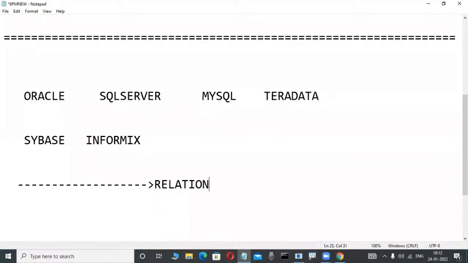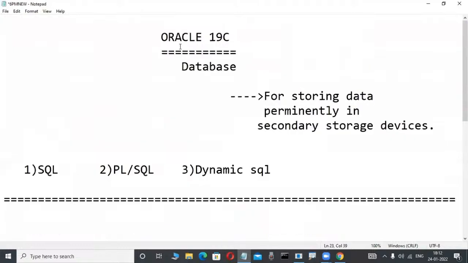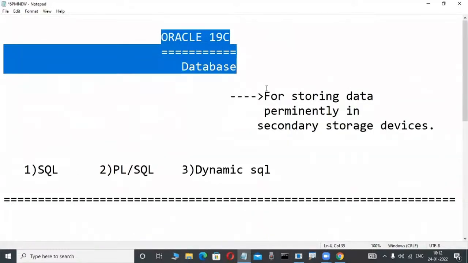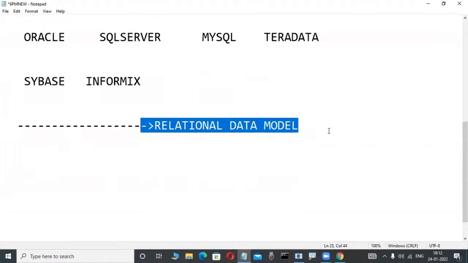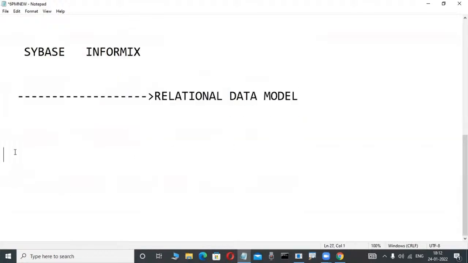Relational data model is a concept. Data model is a concept. Before starting these types of courses or products you are interested to learn, minimum knowledge is required. Now observe here. What is this data model? Easily understandable model. Don't write it. Just data model. What does data model mean?